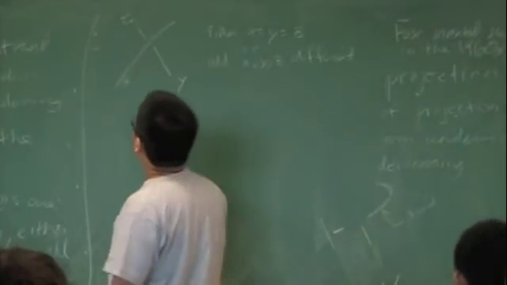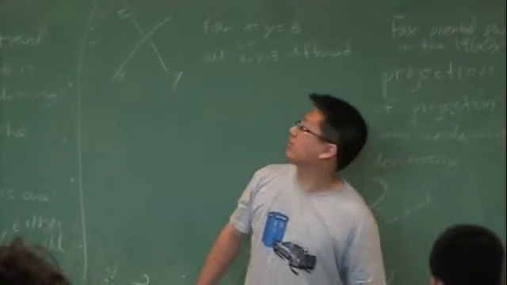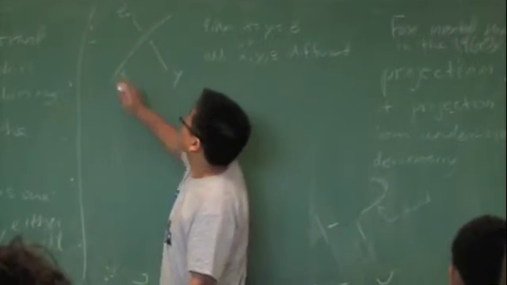Okay. Wait, wouldn't Z and Y be part of the same string? Or wouldn't that string where Z and Y are, wouldn't they be the same color? This and this? Yeah. No.